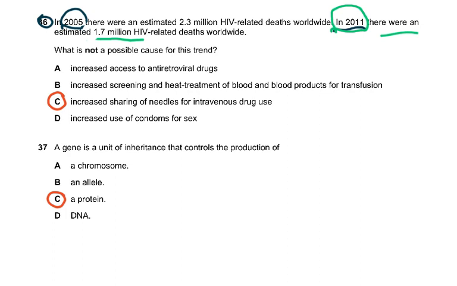What is not a possible cause for this trend? So the factors which actually control it have become effective. You see, increased use of condoms would prevent AIDS spreading from one person to the other. Increased access to antiretroviral drugs would help in treating these people. And increased screening and heat treatment of blood and blood products would ensure that nobody would get AIDS because of a blood transfusion of infected blood.